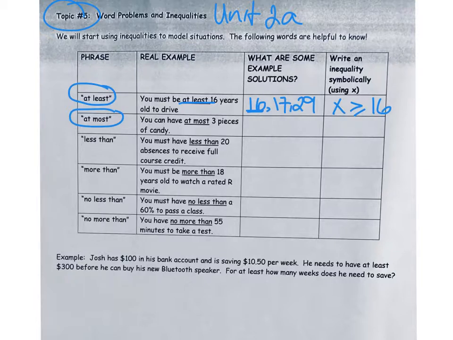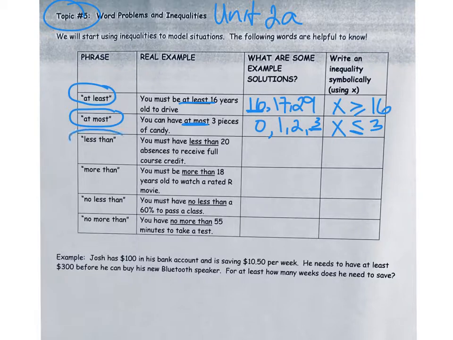At most, this is a good one for me because my kids love to eat too much candy. You can have at most 3 pieces of candy. Well, my daughter would say, well, can I have 5? No, 5 is not a solution. You could have 0, or you could have 1, or you could have 2. Those are reasonable amounts that are at most 3, but what about 3? Could she have 3 pieces? Well, yes, at most 3 includes 3 pieces. So I would say that her candy consumption must be less than or equal to 3. So at most 3 means less than or equal to 3.